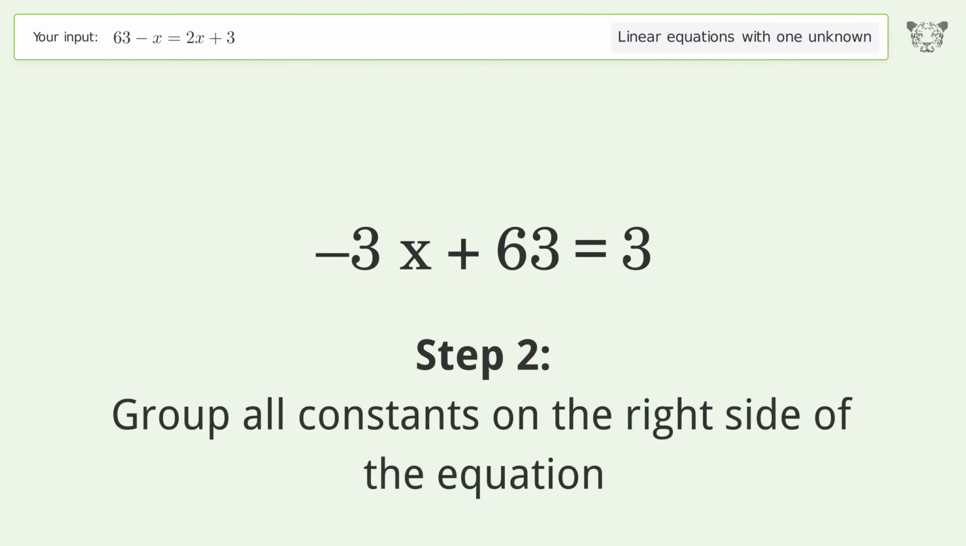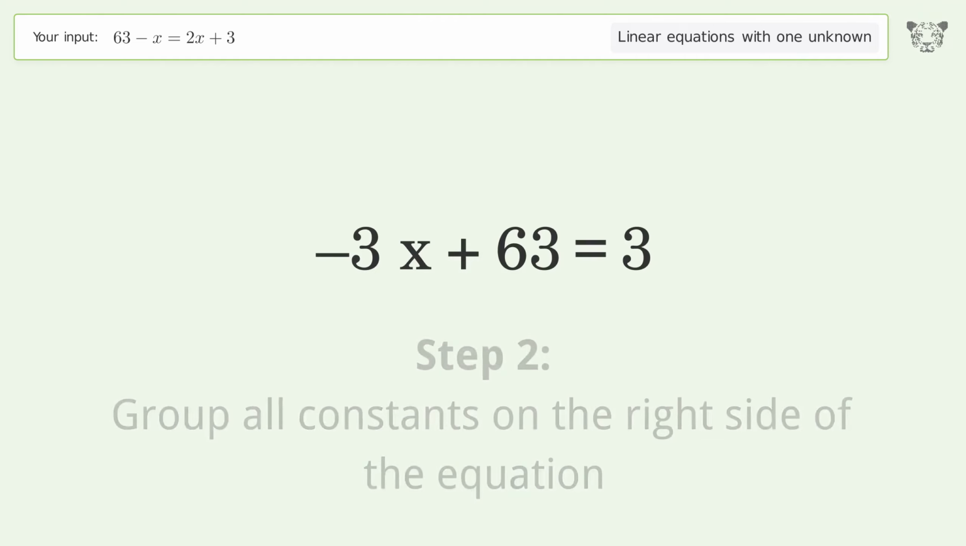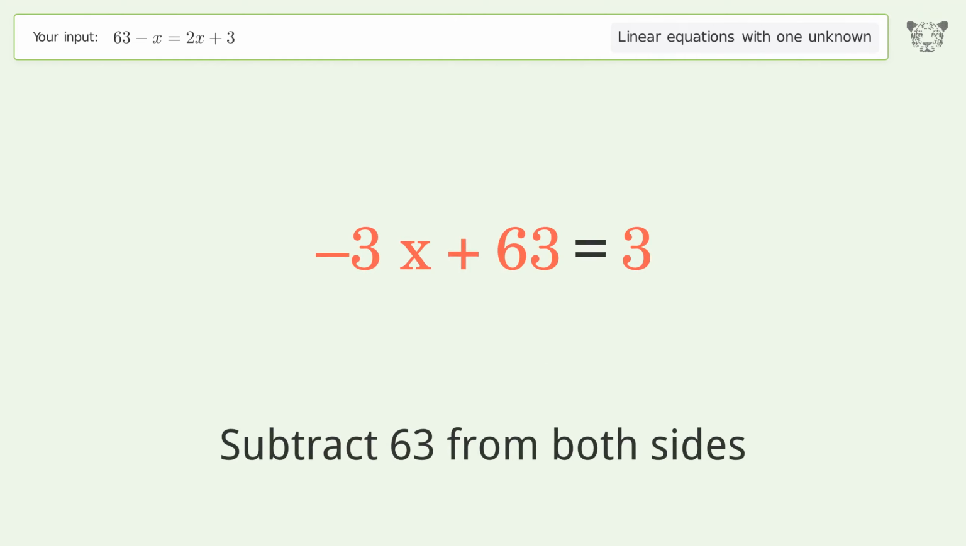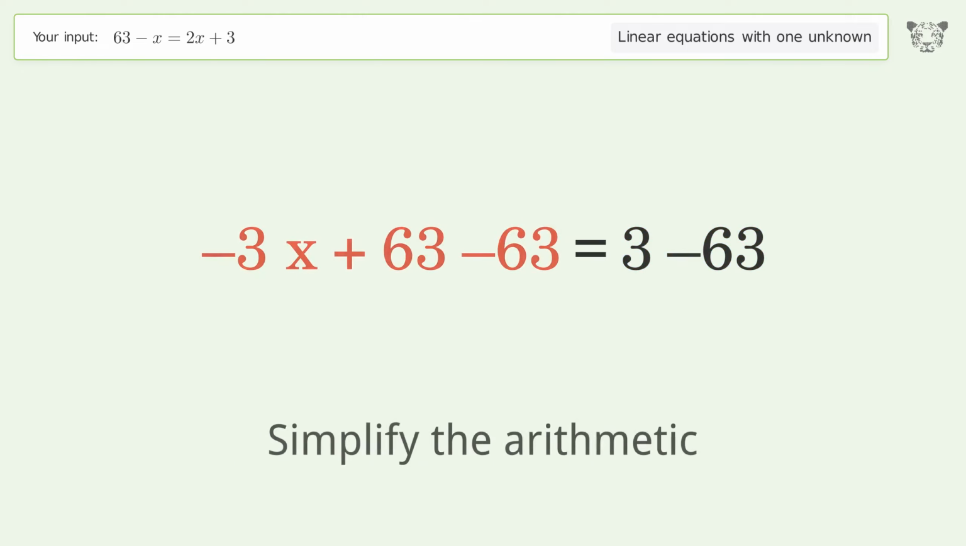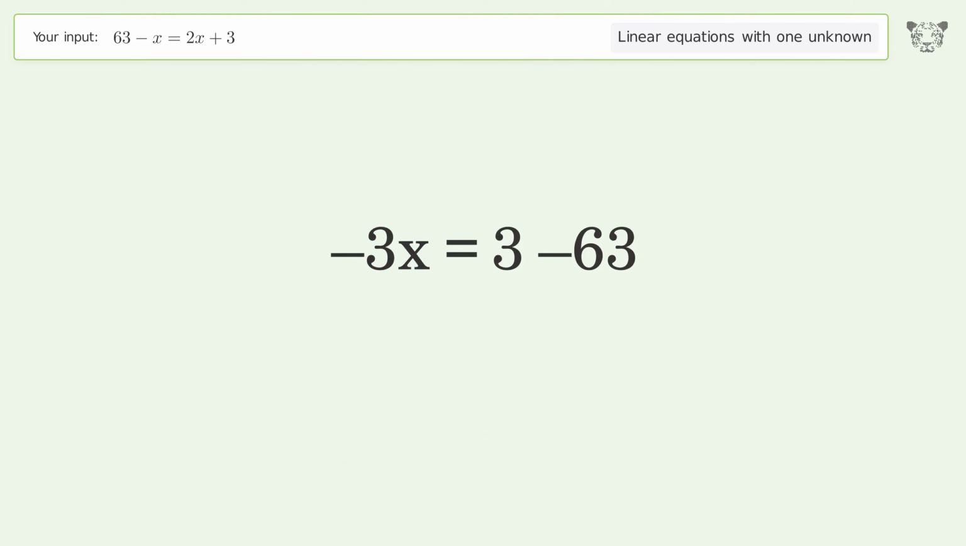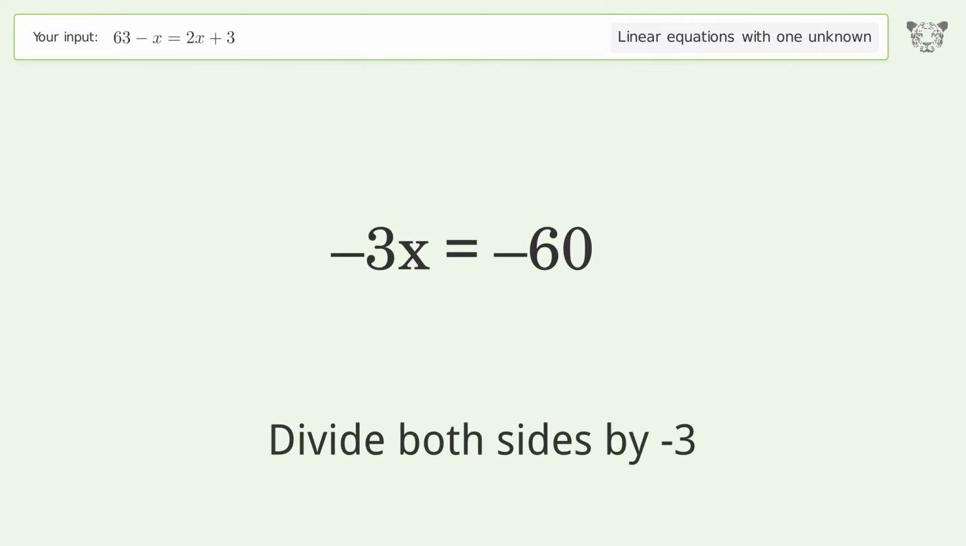Group all constants on the right side of the equation. Subtract 63 from both sides. Simplify the arithmetic. Isolate the x. Divide both sides by -3.